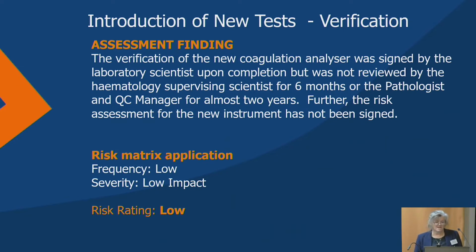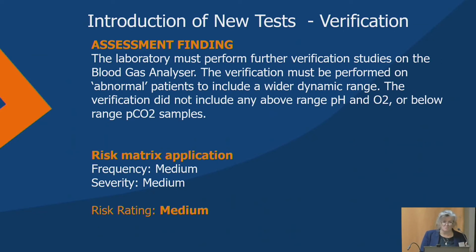So there's a new coag analyzer. It was signed off by the scientists, but it was not reviewed by the haematology supervising scientist for 6 months. And the pathologist and the QC manager hadn't looked at it for almost 2 years. The verification was fine, and the risk assessment hadn't been signed. So is it really going to affect things? No, because it was actually done, which is always a bonus. So it's a low impact. It just hadn't been signed off. Someone actually had a look at it, and there was cooperation amongst the people who were working on the instrument.